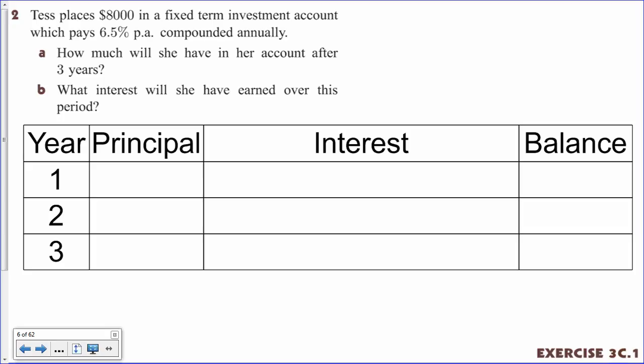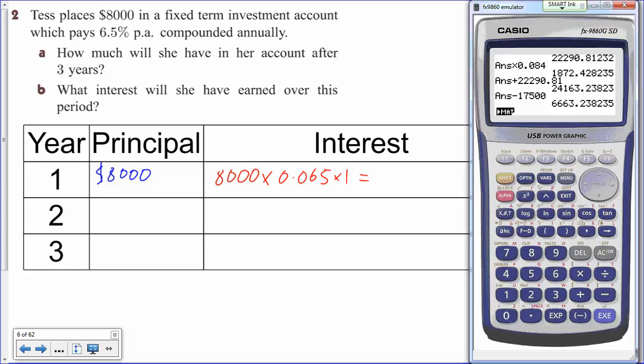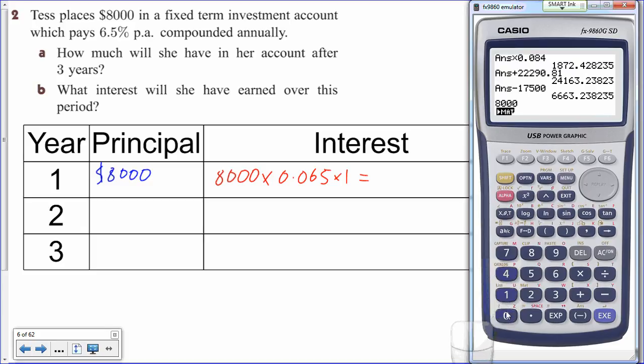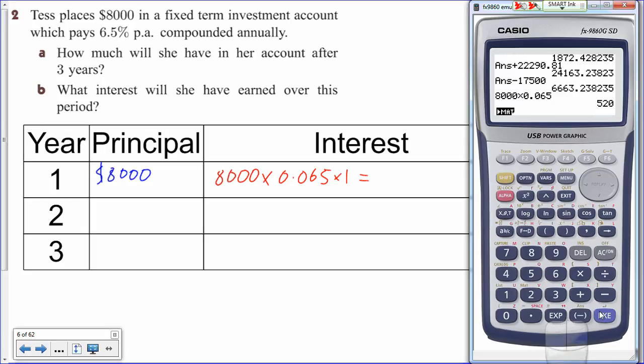So if we do it each year, the initial money she's got in the account is $8,000. To work out the interest on that $8,000, we're going to do 8,000 times the interest times the time, and we're going to calculate that. Just bring up my calculator, and we're going to do 8,000 times 0.065, and she gets $520.